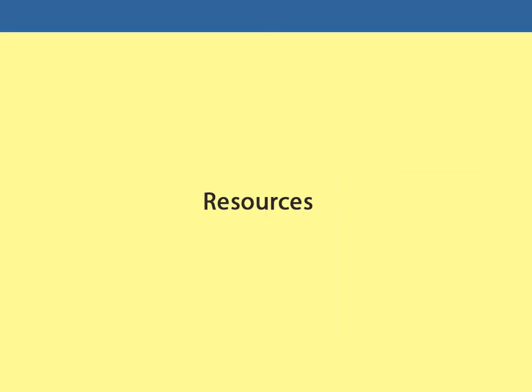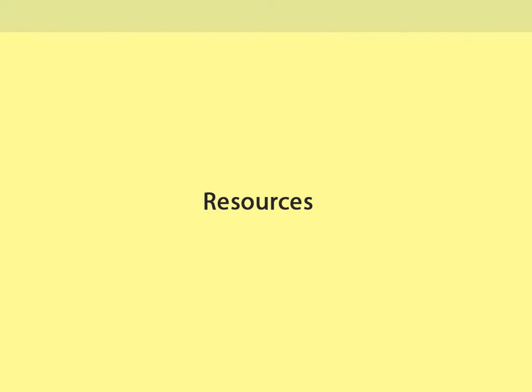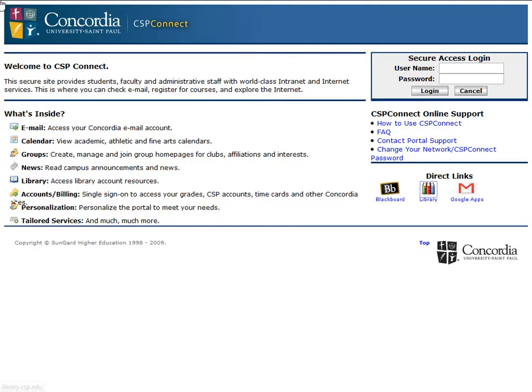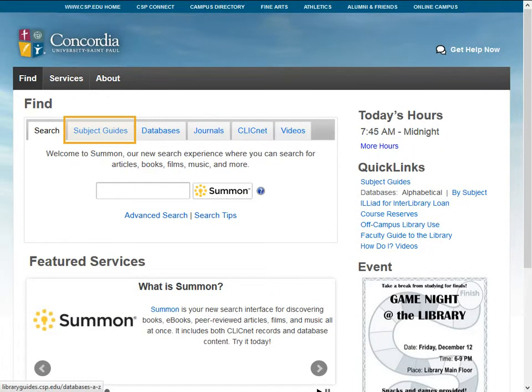Now we will move on to look at resources for searching for information. You will access these resources through the library page. To access the library page, you may begin at CSP Connect and choose the library link. The library provides resources for many different disciplines. One way we provide access to those resources is through subject guides, which pull together resources for a particular subject or class. The Education Graduate Studies Guide was designed for your use.